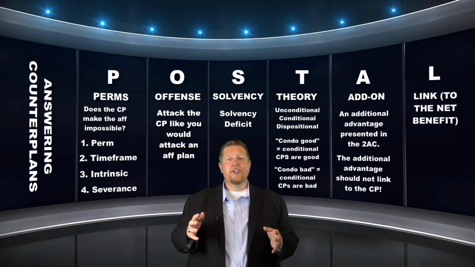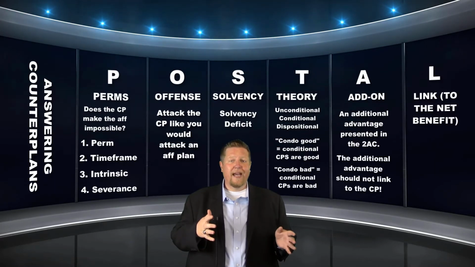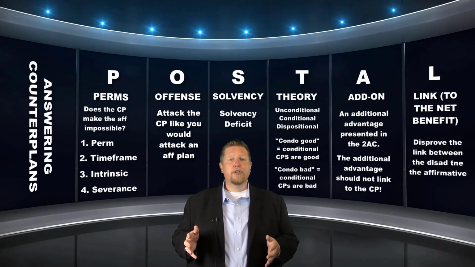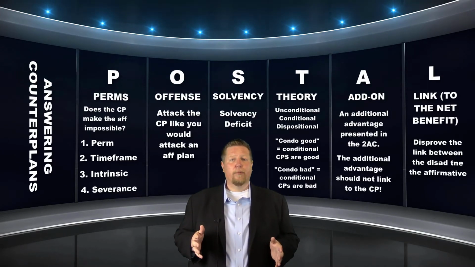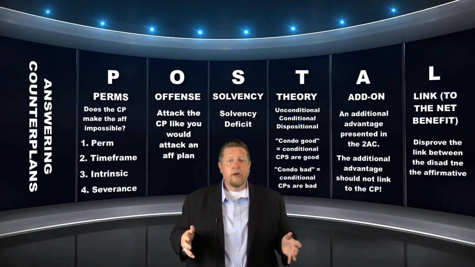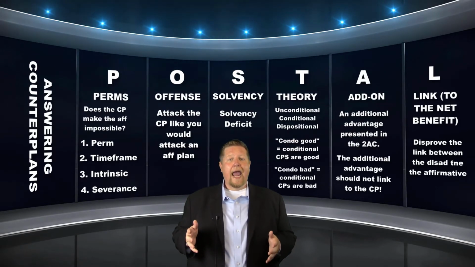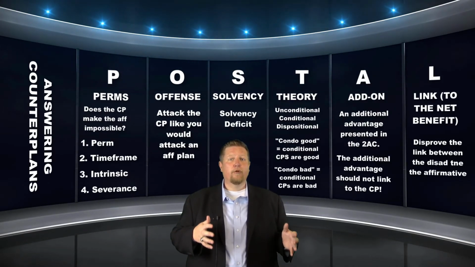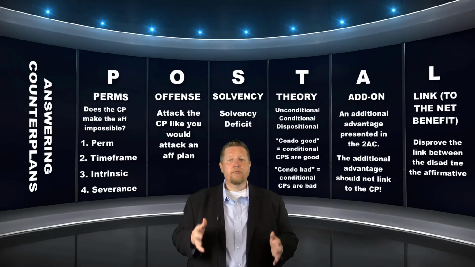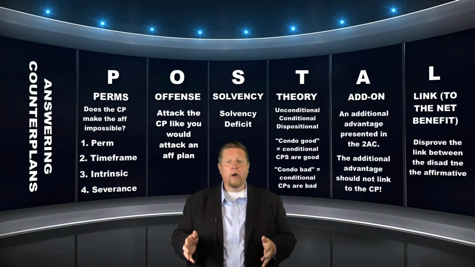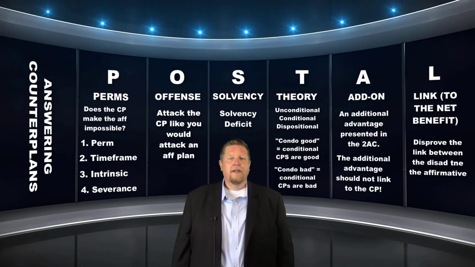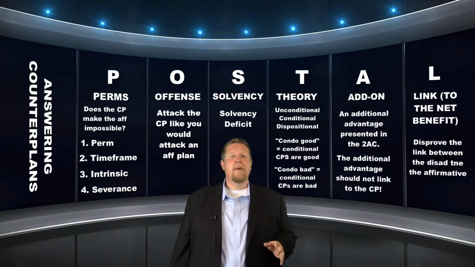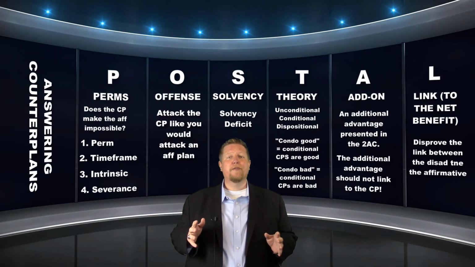If you can successfully disprove the link between the affirmative plan and the disadvantage, you can also disprove the need for a counterplan. Similarly, if you can link the disadvantage to the counterplan, you can disprove the net benefit. So if the negative team runs a state's counterplan and a federalism disadvantage that claims federal plans lead to civil war, then disproving the link between your plan and civil war also disproves the need to enact a plan through the states. The POSTAL acronym is a great way to remember all the strategies available to you as the affirmative team when defending your plan against a counterplan.